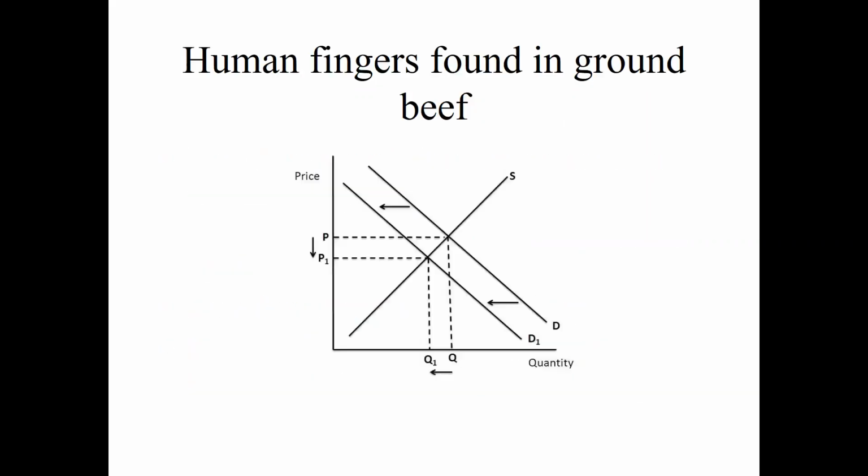And it's going to be demand shifting left, right? People wanting fewer hamburgers because people feel it's gross. So notice original was P and Q. I shift left, arrow down, P1 down, quantity down, Q1 down, arrows to show the shift left.